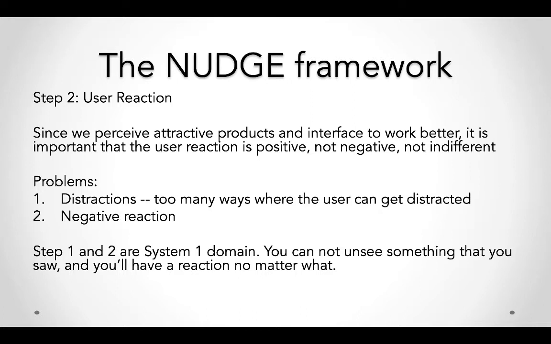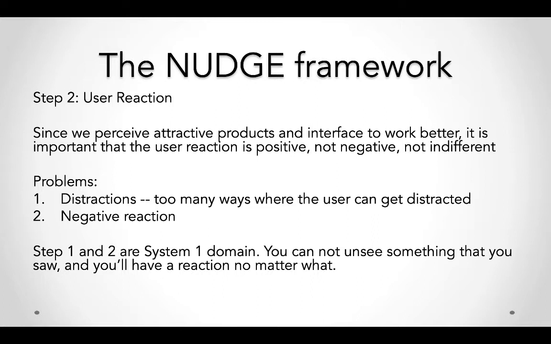The second step is user reaction. And again, this is a system 1 characteristic. If we see something, we react to it. Either we like something or we don't. So if we look at a product, an online interface or a website, within a fraction of a second, we get a reaction to it. We like it or we don't. Hopefully this is a positive reaction that would allow us to move to the next step.